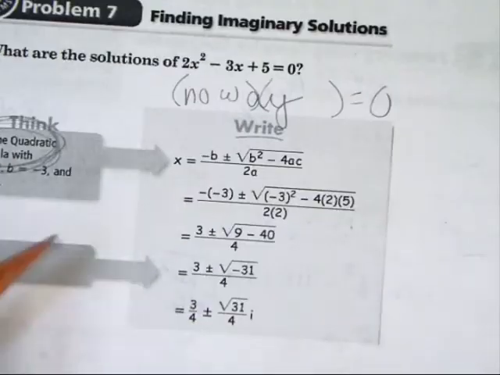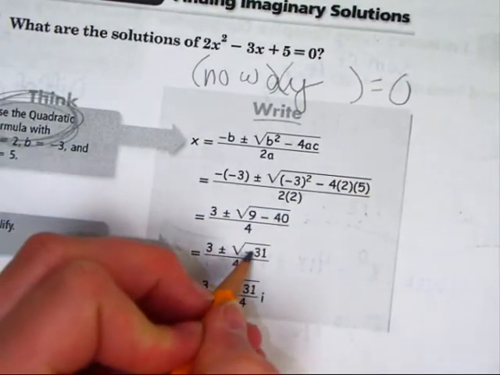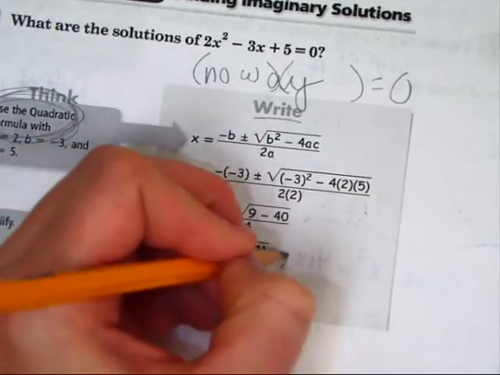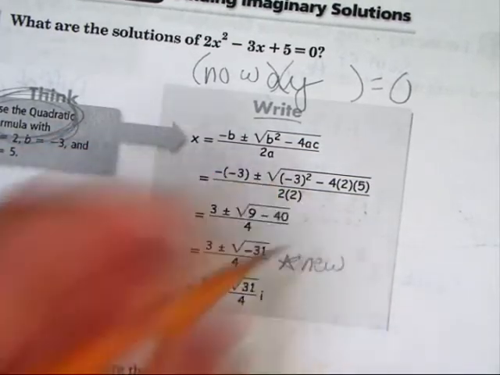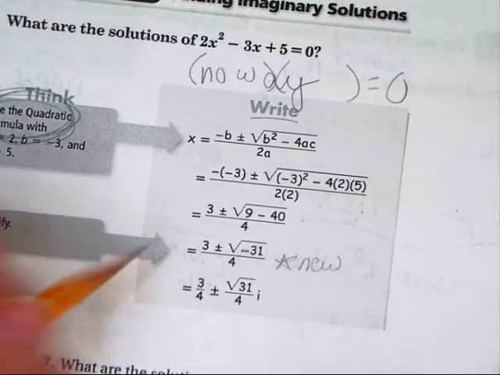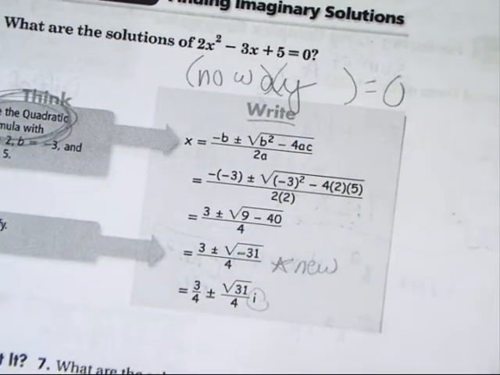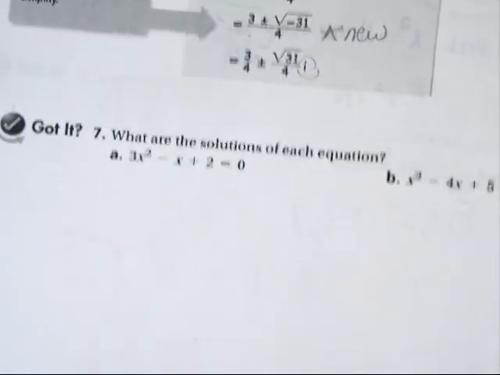The only part that's new to you is when you do the stuff inside, you get a negative inside. You've never seen when there's a negative number inside. Well, guys, the only thing you do is you pull out an i. That's it. You pull out an i. Let's try this one.